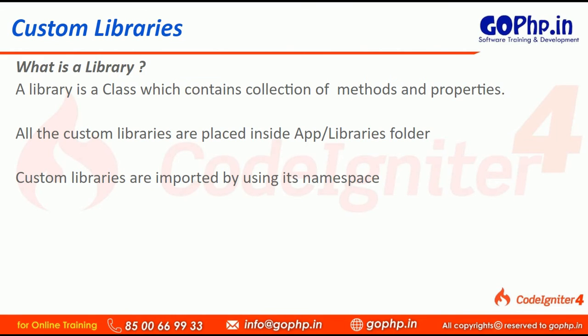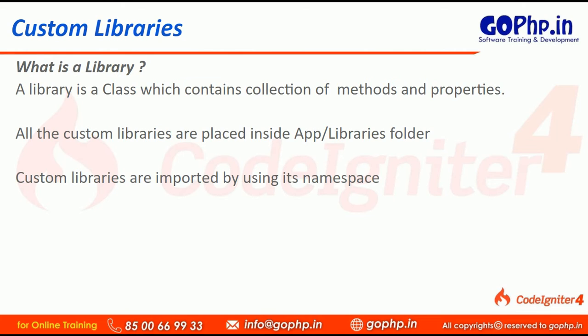Generally, a library is a class which contains a collection of methods and properties. The framework provides some built-in libraries like pagination, user agent classes, and sessions, and so on. So a lot of libraries are there. They are predefined. What about the custom library here? The libraries which are created by you are called custom libraries. Why should I create a custom library?